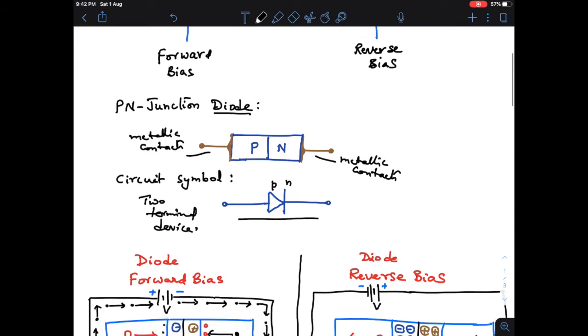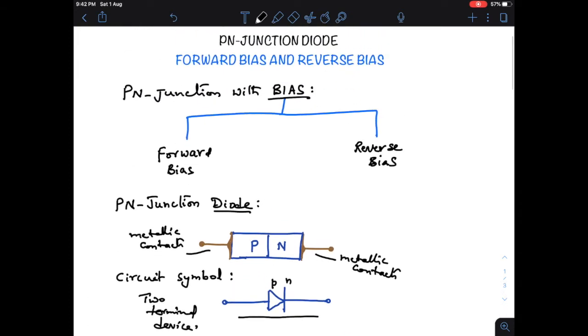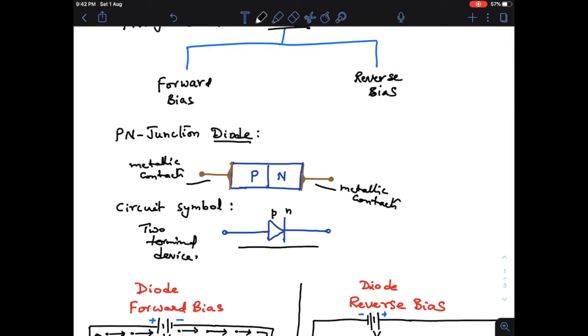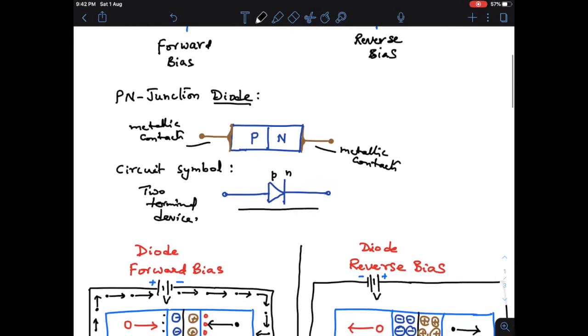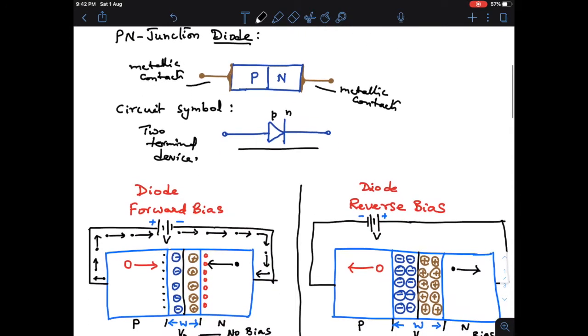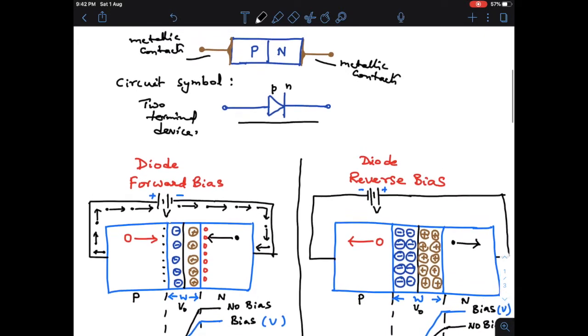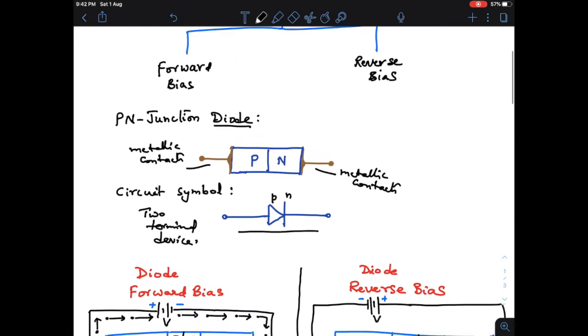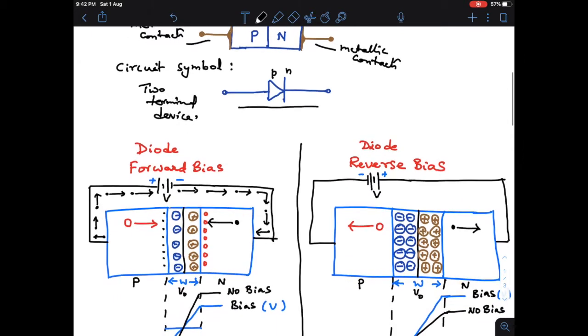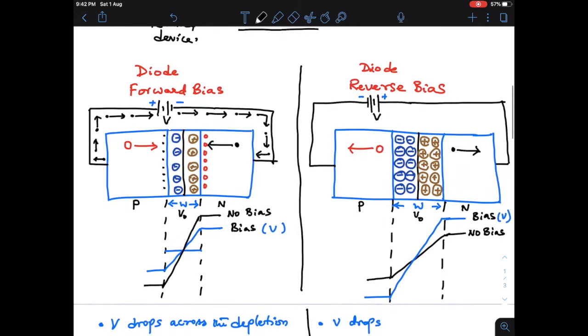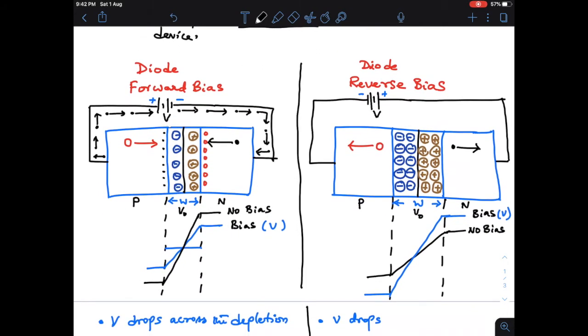Now, we will discuss when you apply forward bias and reverse bias. Now, what is a bias? An external applied DC voltage. So, we will comparatively understand both simultaneously. First, I will discuss diode forward biased.